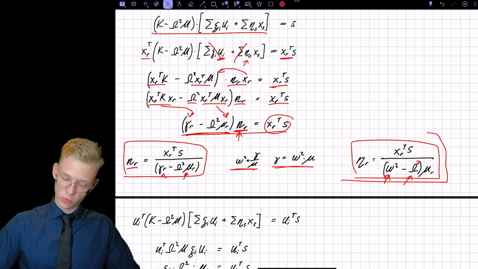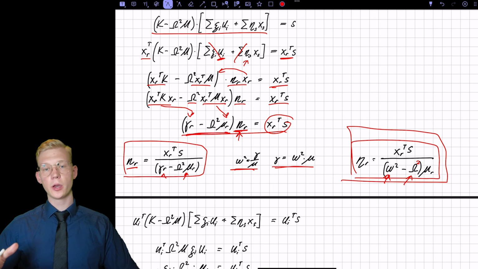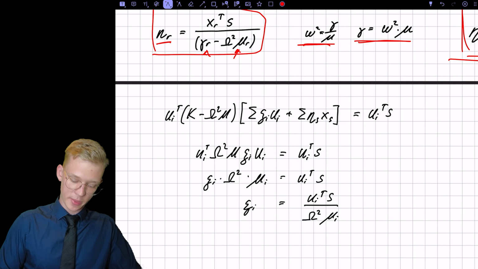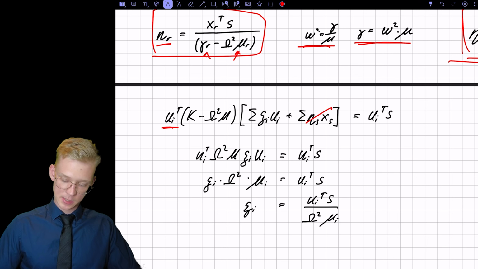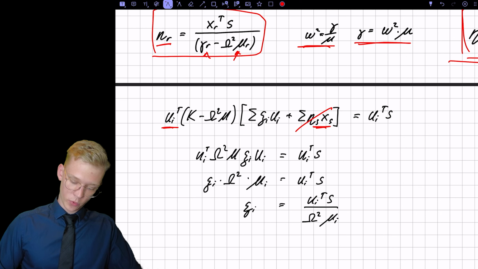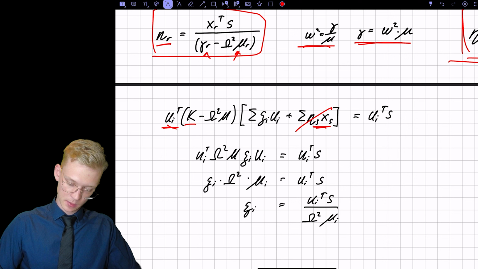So we know now our eta r. But now we have to also consider the rigid body modes. So if we pre-multiply with a rigid body mode, this is gone because we have elastic modes here, and we are left with this times this times this.